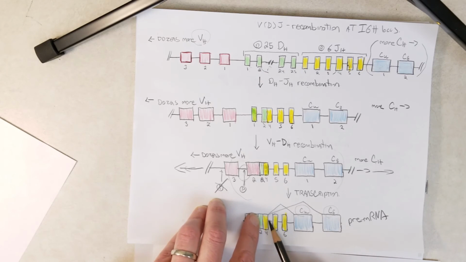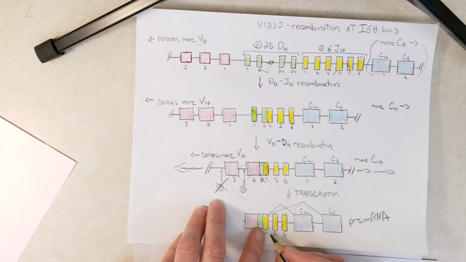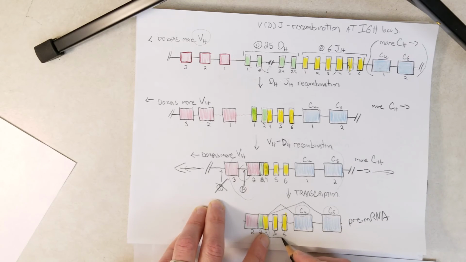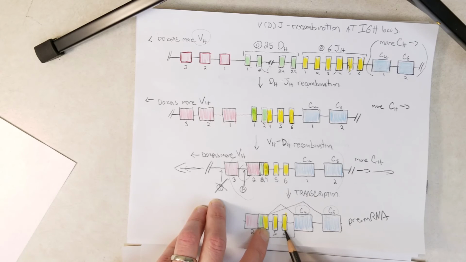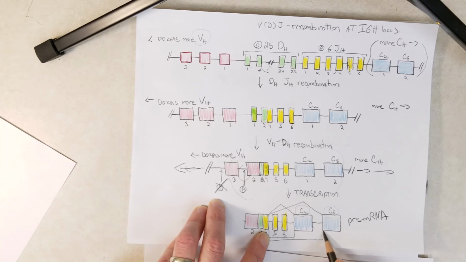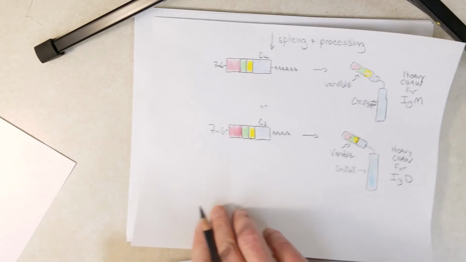One model suggests that the splicing event goes from 4 to the beginning of C mu. Another says that sometimes it goes to C mu, sometimes the splicing event goes to C delta. And that's going to give us 2 different heavy chains. But the most important part is that everything downstream of 4 and in between one of the constant regions is going to be lost, whether it be 5 and 6 that is lost, or 5, 6, and C delta. I've diagrammed that on this page over here.